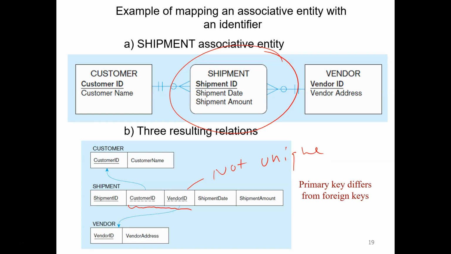So what do you do? Well, you assign an identifier. Well, for most shipments, there is usually a shipment ID. So that's why we create a new field here called shipment ID, which is supposed to be unique for every shipment. We use shipment ID as the primary key and use the customer ID and the vendor ID as the foreign keys. So that's the other situation when the identifier is assigned.